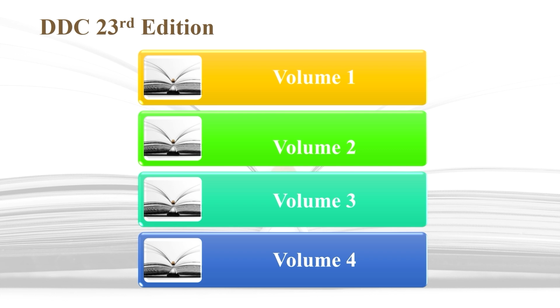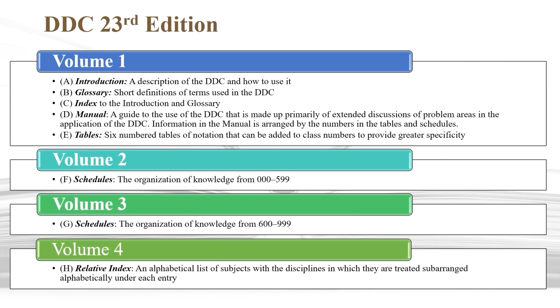Let's have a look at what the contents of the different volumes are. In the first volume, there is a basic introduction where you will know how Dewey has emphasized or subdivided the different classes and how to use the classification scheme. Therefore, it generally consists of a glossary, then an index to the glossary, and very importantly a manual which guides us to use the numbers properly. And finally there are tables. There are 6 tables. We will discuss them in the latter part.